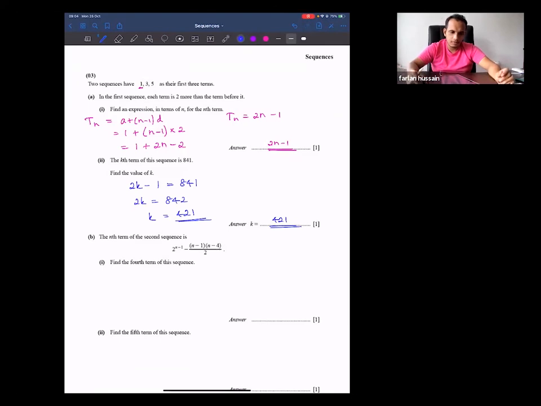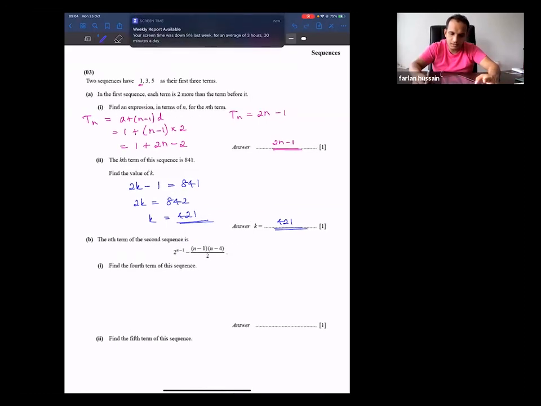And the next one. The nth term of the second sequence, okay. They were speaking about two sequences at the beginning, right? There are two sequences where the first three terms are 1, 3, and 5. So for the second sequence, they are telling us the nth term is given by this expression. Looks a bit complicated, but it's not going to be when you start the question. Find the fourth term of this sequence.